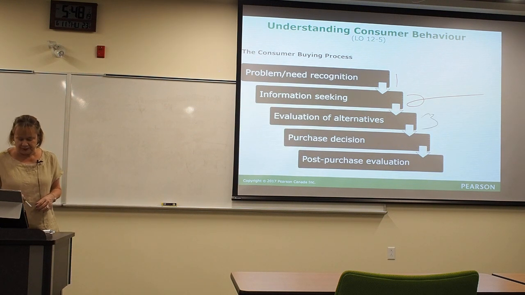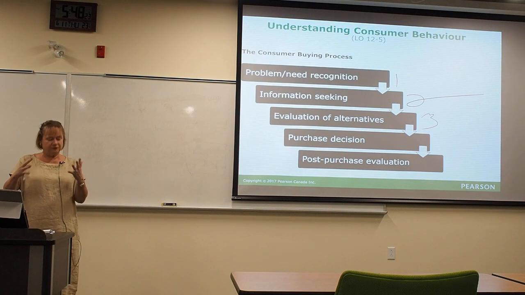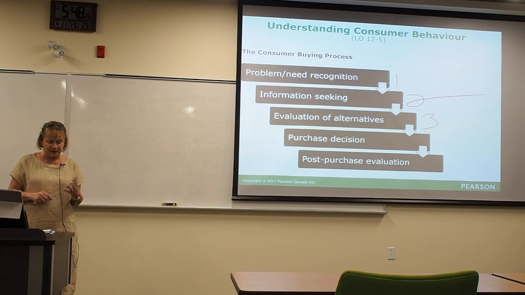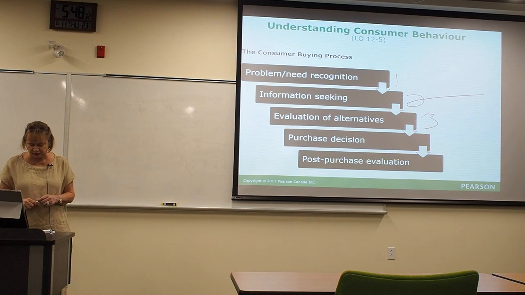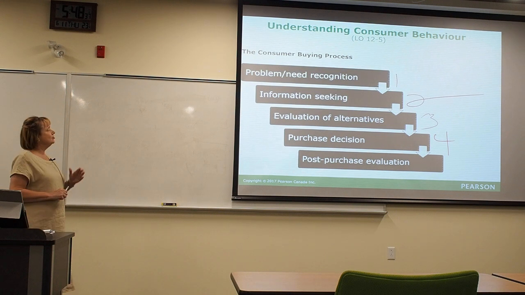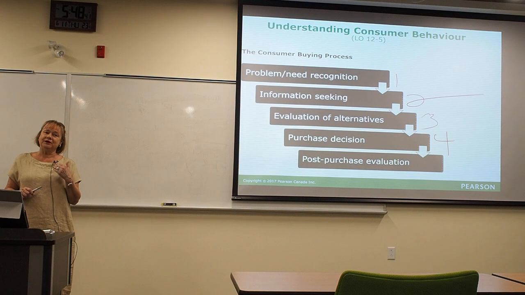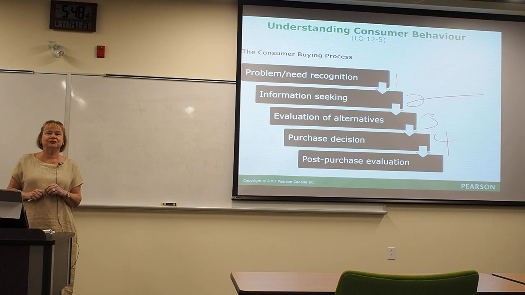The third step is to evaluate the alternatives. Compare one product to another, compare based on attributes and benefits, and head towards what's going to be the best choice. The purchase decision is the next step, and that decision can either be rational or emotional. We'd like to all be better shoppers and rational shoppers, but sometimes we're emotional shoppers, which means we buy what looks good as opposed to what makes sense.